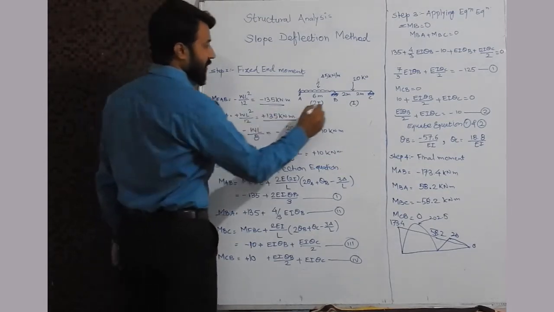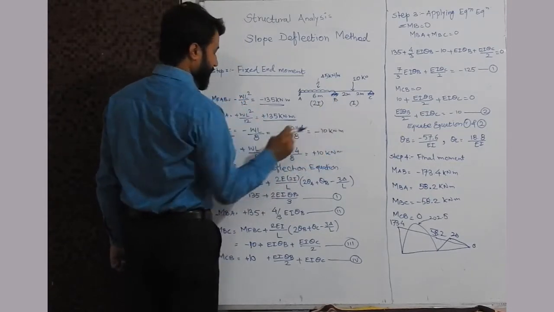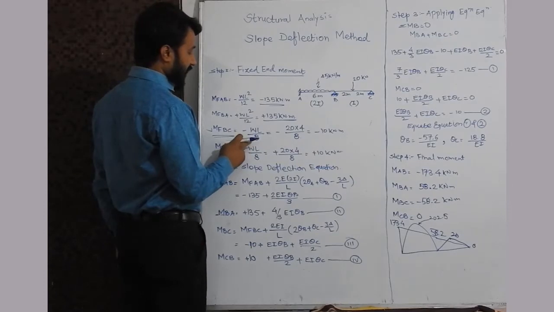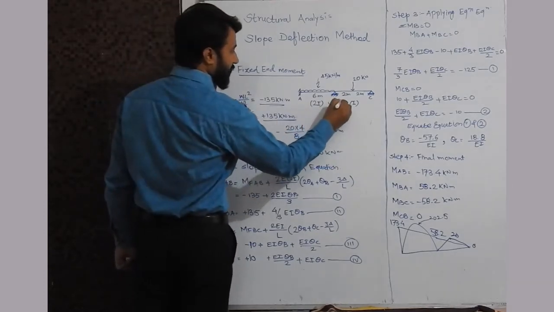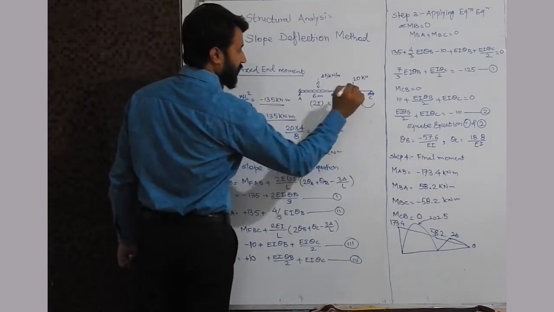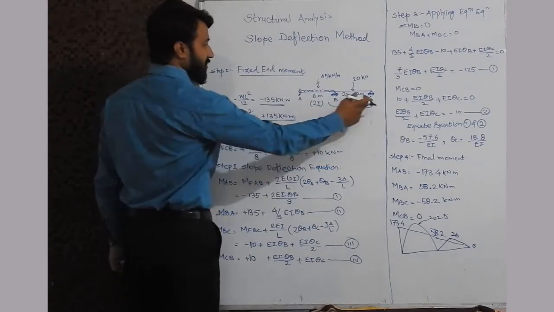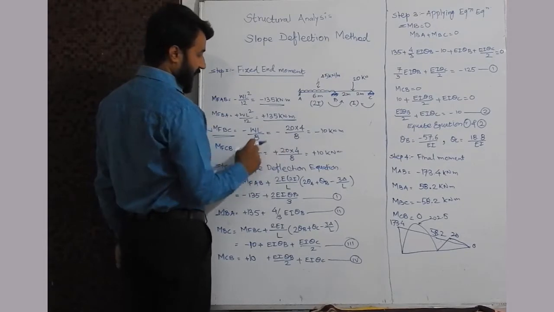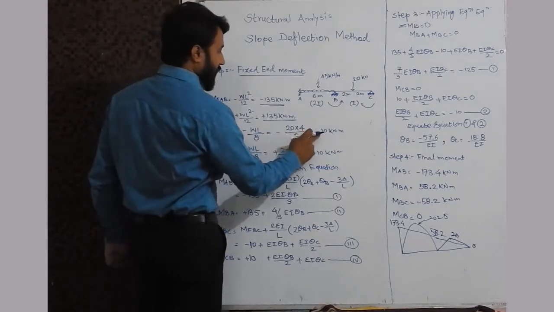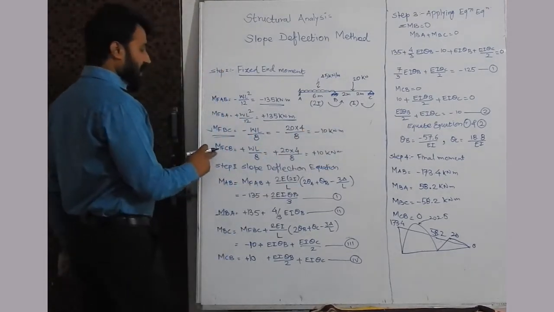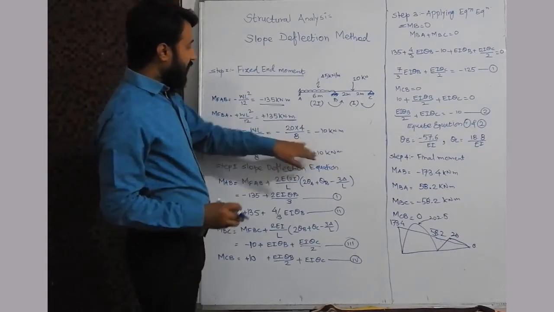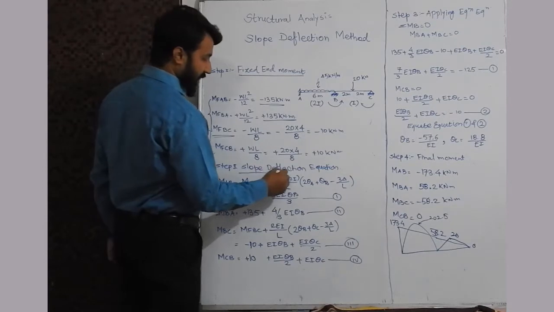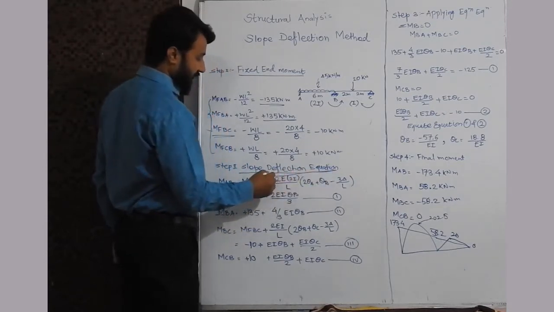Now for MFBC, as span BC carries the concentrated point load, the fixed end moment will be minus WL by 8 for this side, and plus WL by 8 for the CB side. So minus WL by 8, if you put the values 20 into 4 by 8, we will get minus 10 kN meter. Now similarly MFCB we will get plus 10 kN meter. So after calculating this fixed end moment, we will write the slope deflection equation, which is the second step.